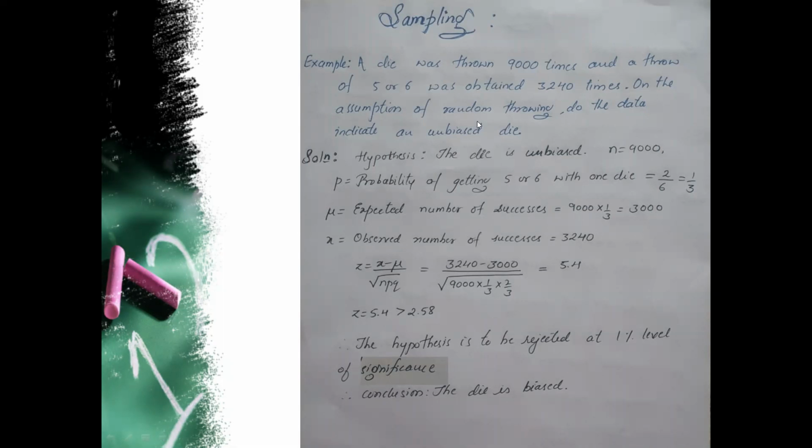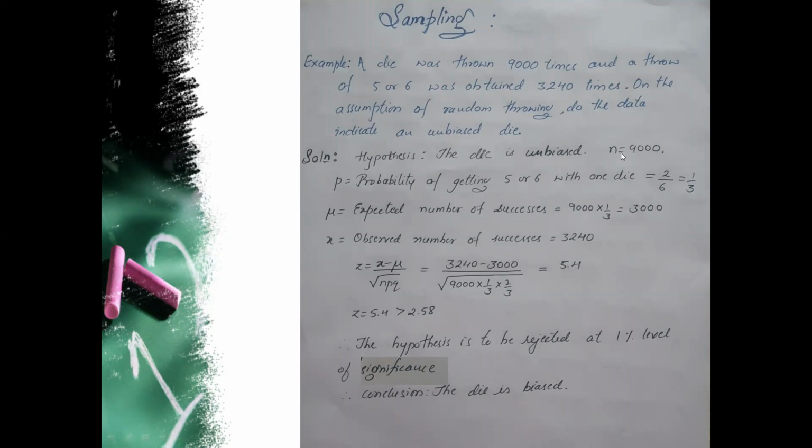Now, the hypothesis that we assume is the die is unbiased. Always the hypothesis should be on the positive side. So we'll assume that the die is unbiased. Now we have the experiment repeated 9,000 times.